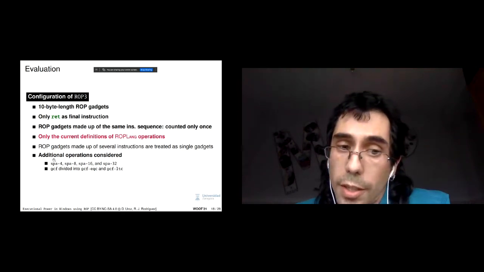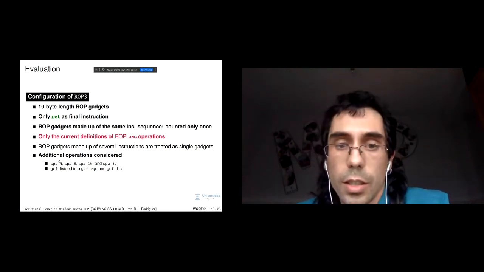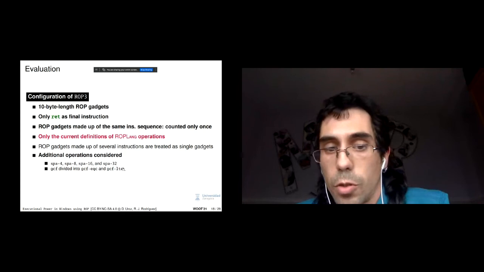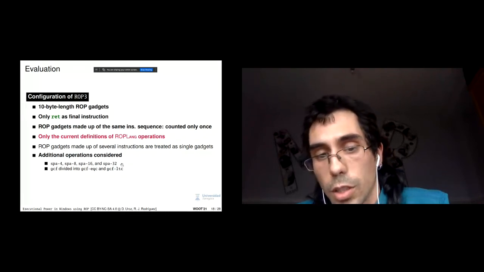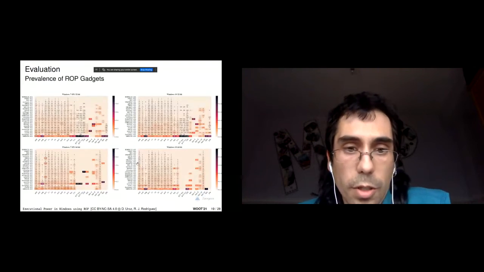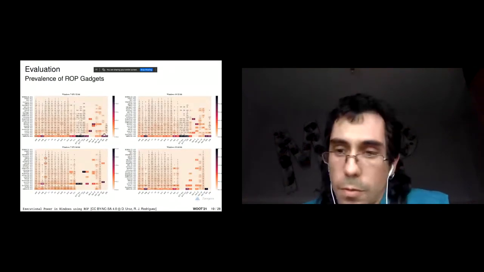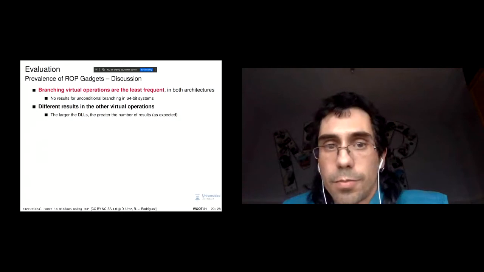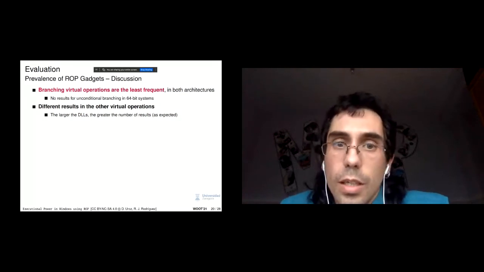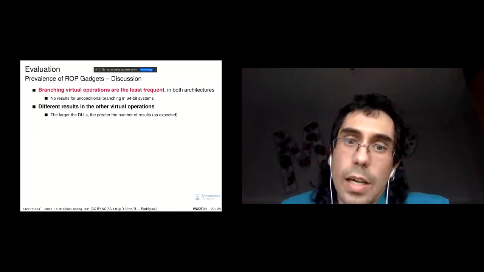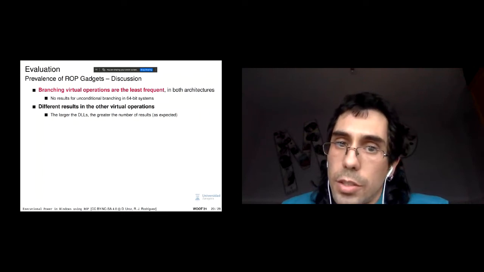Furthermore, we have also considered some additional operations, so we have extended the native operations to these ones. This is just for getting more results on conditional branching, so it's adding specific values to the stack pointer. So these are the results, and I'm going to go fast to the discussion. You can see the graphs in the paper. We have found that branching virtual operations are the least frequent in both architectures. In fact, there are no results for unconditional branching in 64-bit systems.